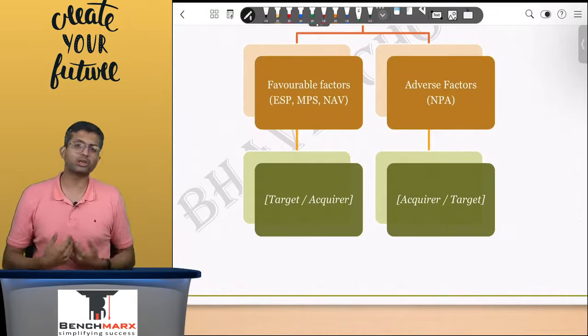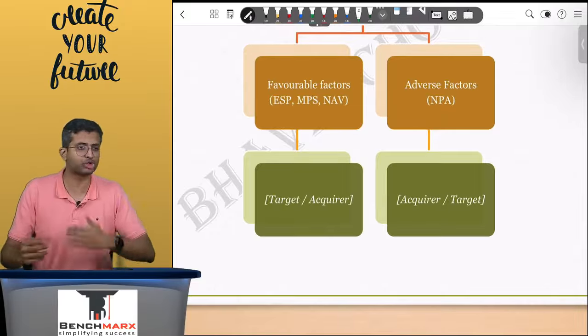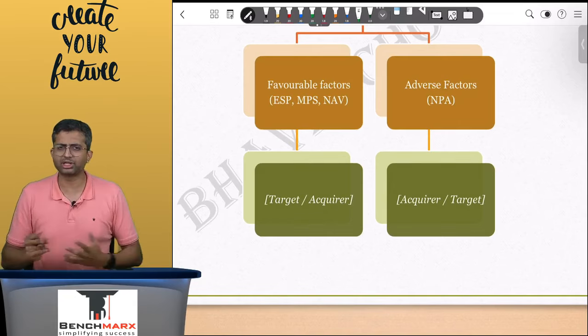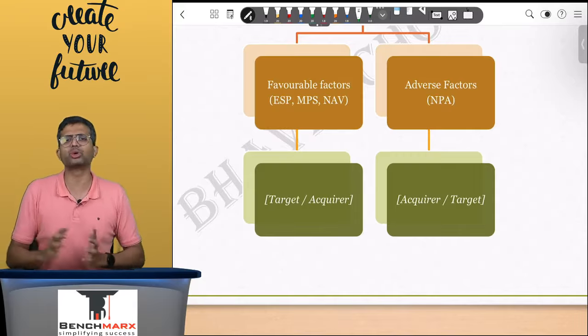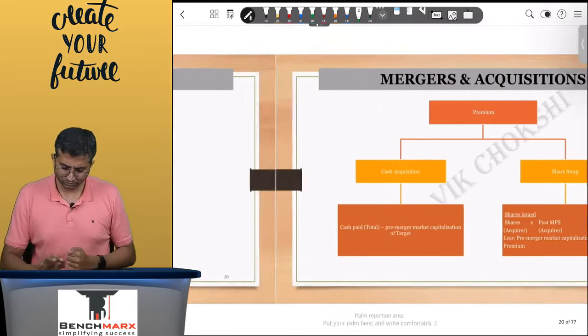One of the most popular ways in which institutes love asking you questions is it will tell you to calculate this swap ratio by 3 or 4 different methods based on EPS, MPS, intrinsic value, and then it will give you weights, and based on those weights you will have to calculate the weighted average swap ratio based on which the exchange will happen. Okay.